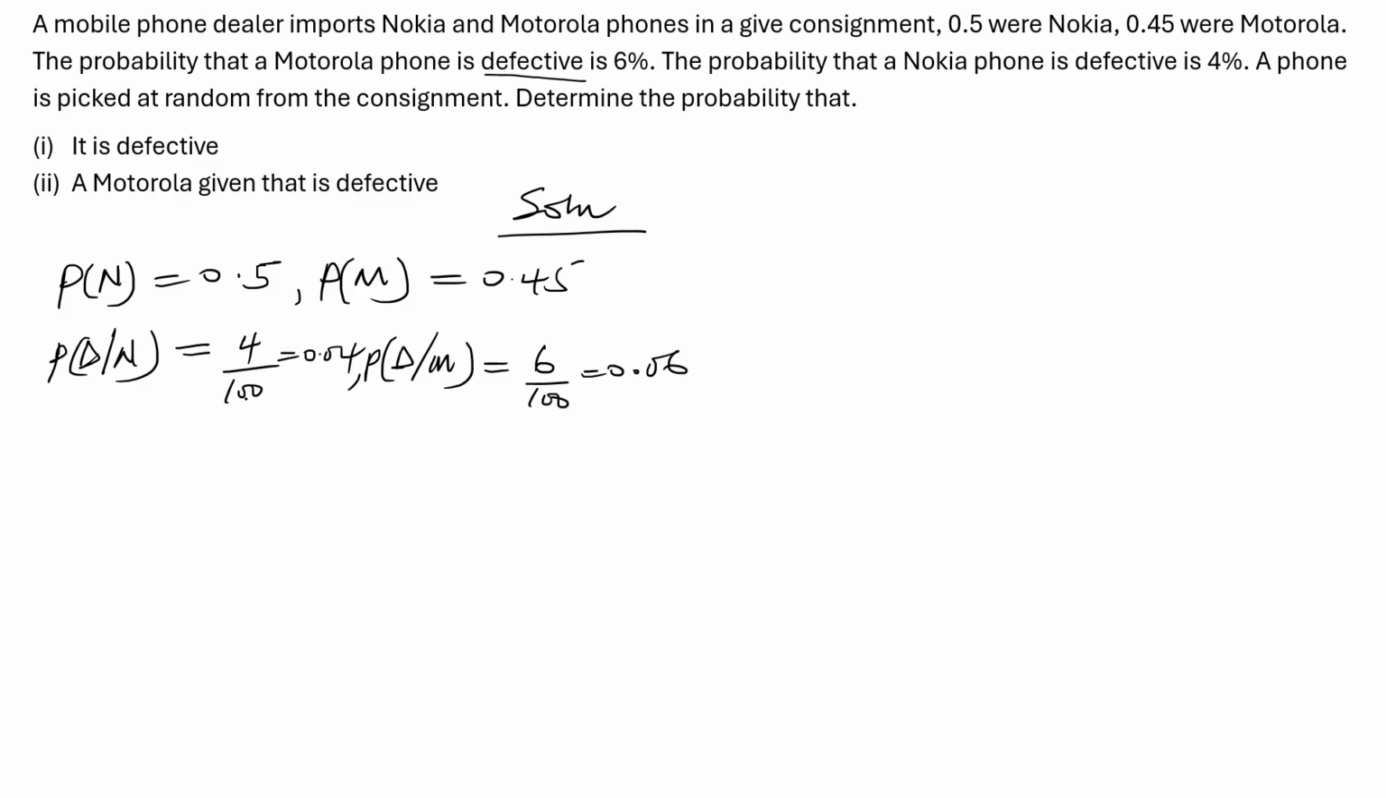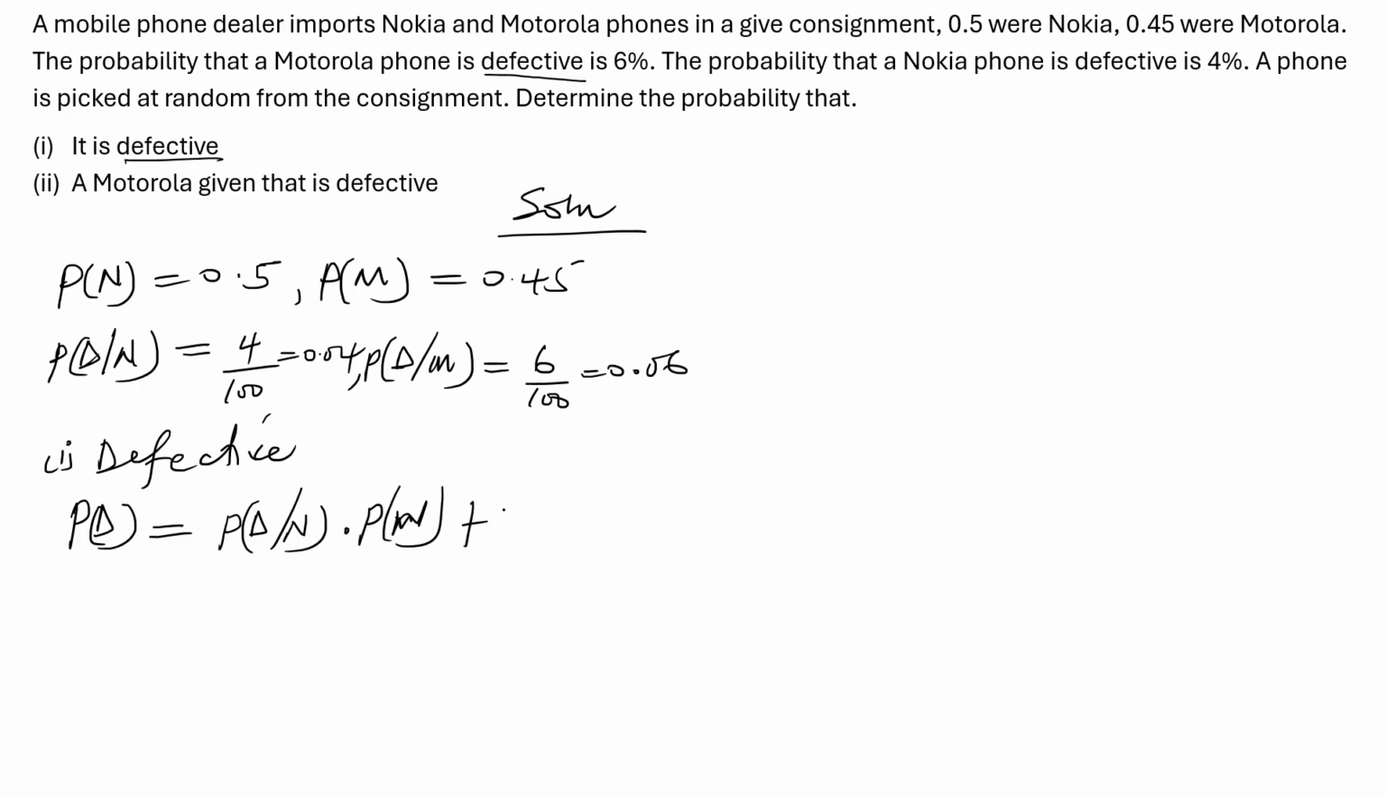Now let's go to the first part of the question. Determine the probability that it is defective. So we are looking at Roman 1, defective. So we've said defective is occurring through Motorola and occurring through Nokia. So we are going to say probability of defective, according now to the law of total probability, would be defective given Nokia times probability of Nokia, then plus defective given Motorola times the probability of Motorola.